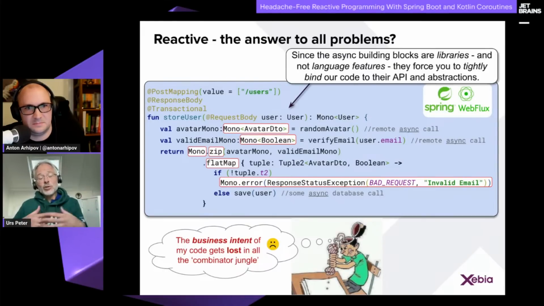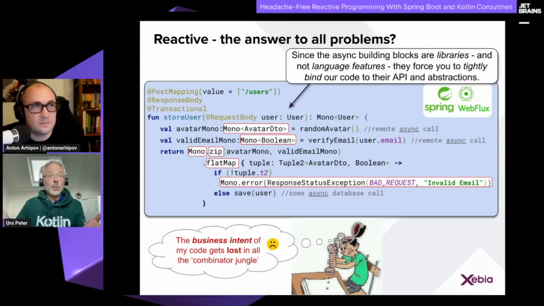And besides that, we also can now not use normal programming constructs anymore. For instance, I cannot throw an exception. I have to wrap them all the time in mono.error and so on.